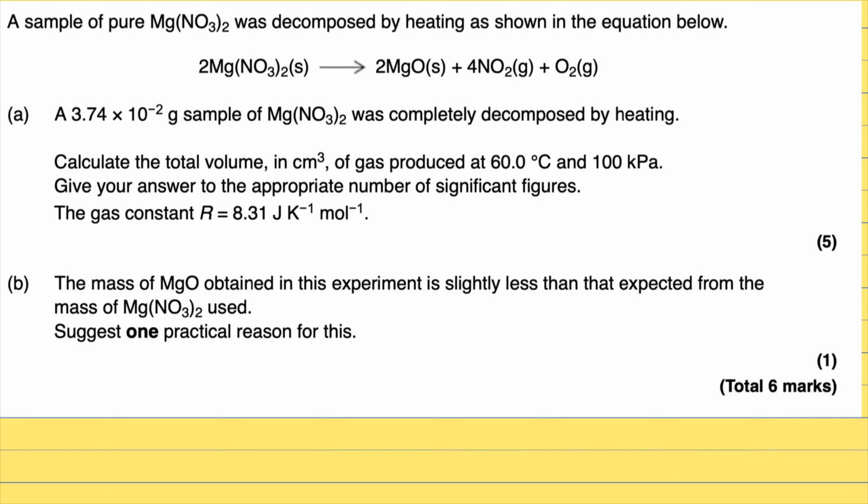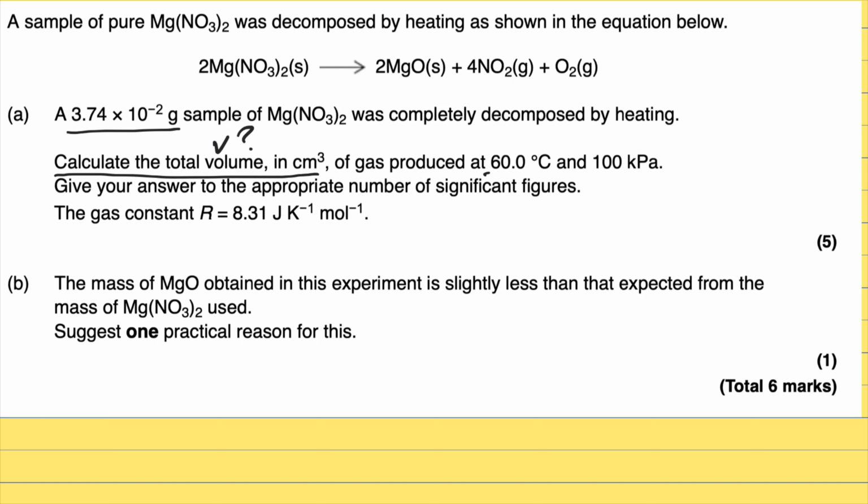Again, maybe you have a look at this one. We can come back to this in a second. Okay, so a sample of pure MgNO3 was decomposed by heating as shown in the equation below. A 3.74 times 10 to the minus 2 gram sample was completely decomposed by heating. Calculate the total volume, so that's what we're being asked to do. So volume is the question mark.